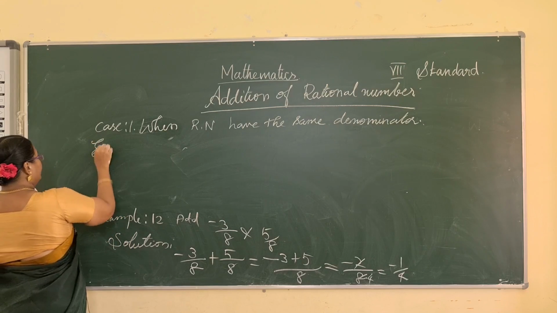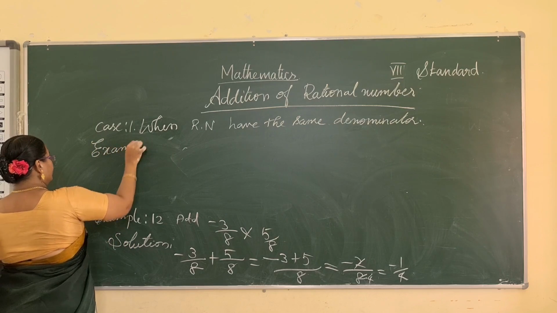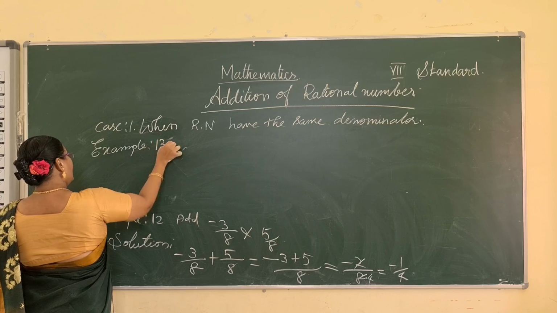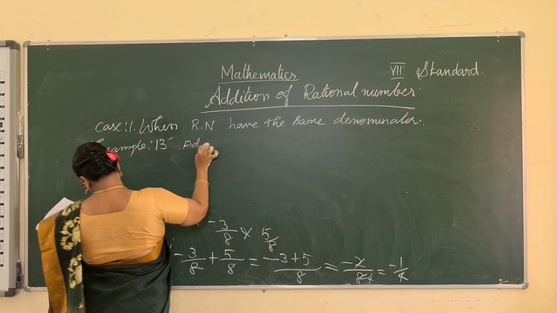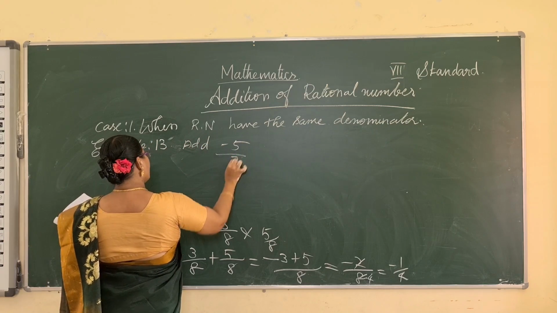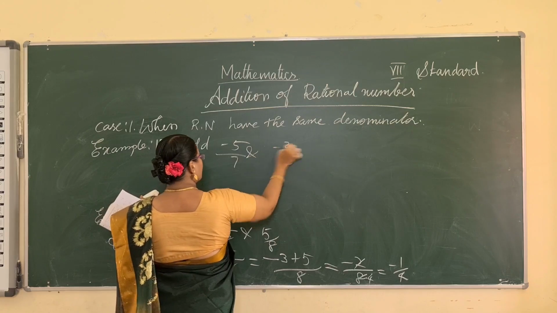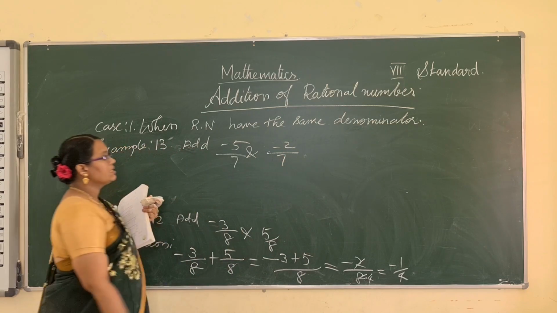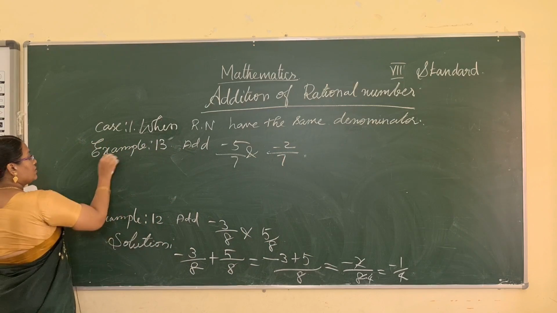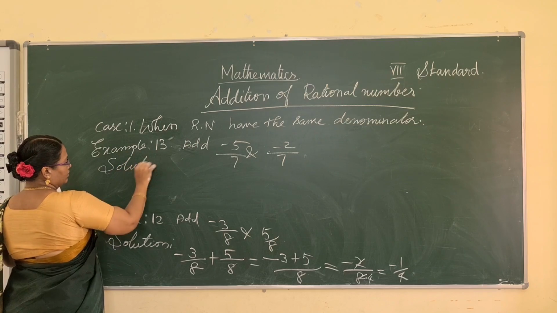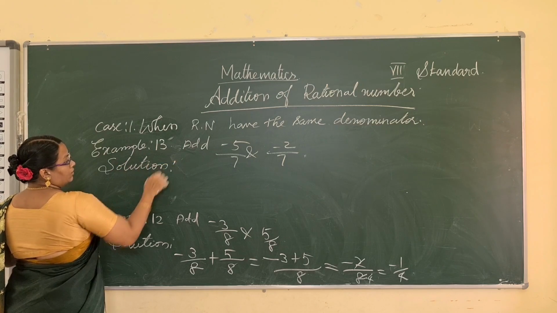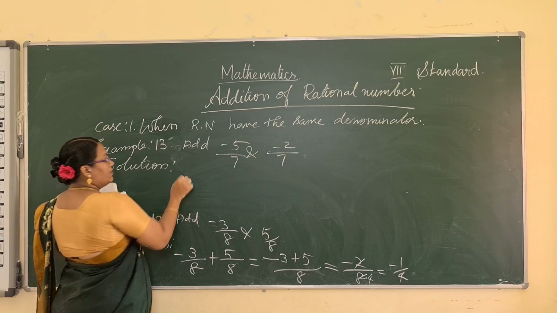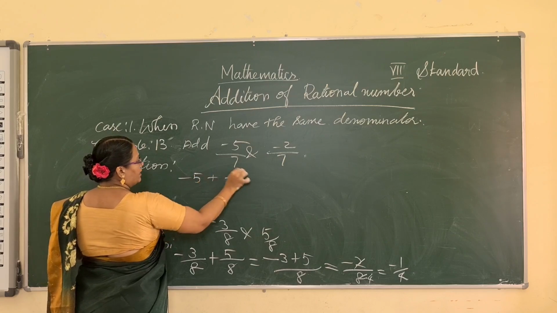The example 13. Add minus 5 by 7 and minus 2 by 7. So solution. Here also the denominator values are same. So add the numerators.